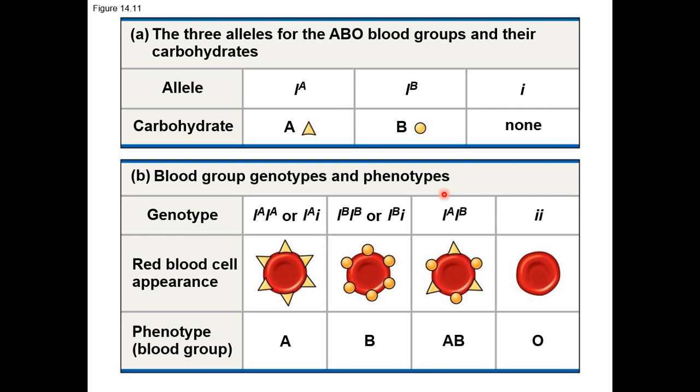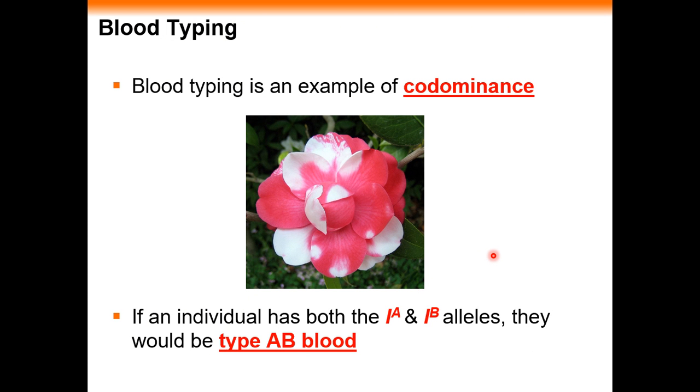So look at this. What is this an example of? This type AB blood here. Is this an example of codominance or incomplete dominance? So this is an example of codominance. A and B are both co-expressed. If you have an IA and an IB allele, then you have type AB blood.